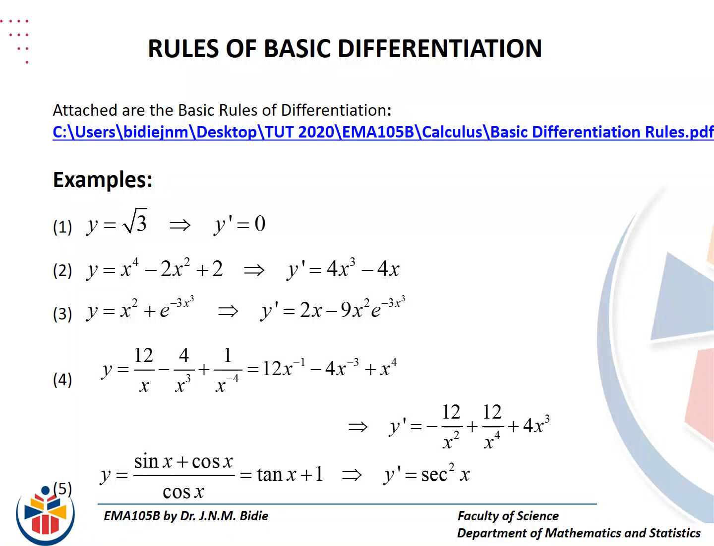And then find the derivative. What you know, the derivative of 10x from the tables is sec squared x. And the derivative of 1 is 0.